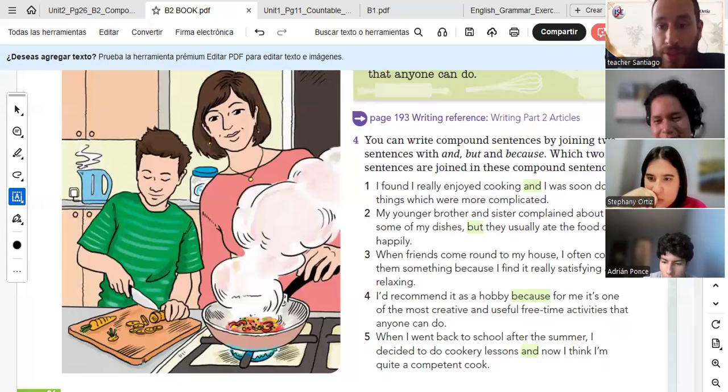Guys, by the way, there are other connectors, not just and, but and because. There are others we can use, but in the book we're working just with these, okay? Diego asked me if we can join just two, and actually it was my bad. We can join more than two, but the most common use is to join two sentences. So when you finish, let me know so I can check it.